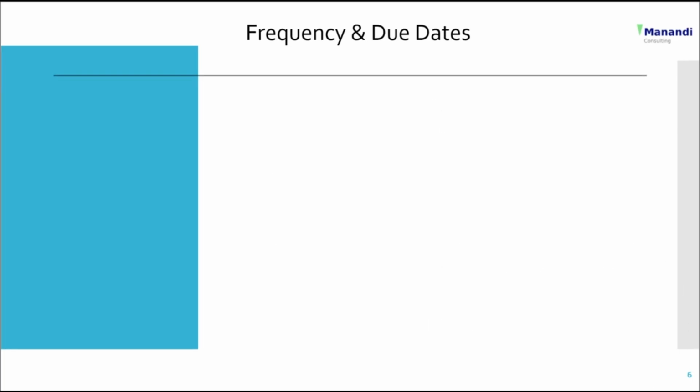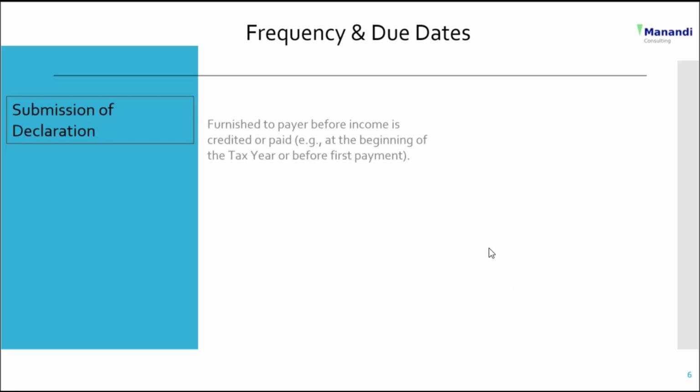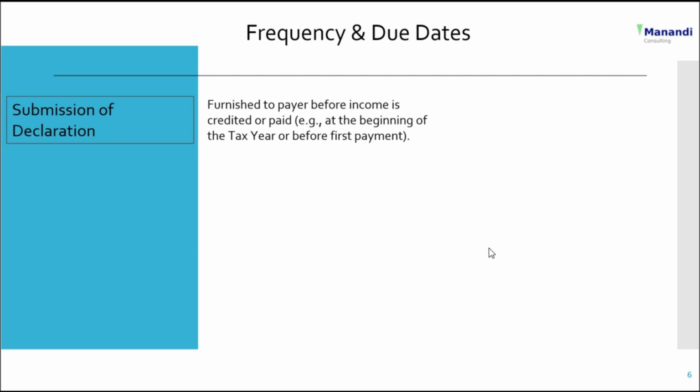Let's understand frequency and due dates. The declaration is to be furnished to the payer before income is credited or paid. For example, at the beginning of the tax year or before the first payment. Usually it will happen during the month of April, after the first week till the end of 30th April. So that is the period when it happens, as well as whenever income arises.